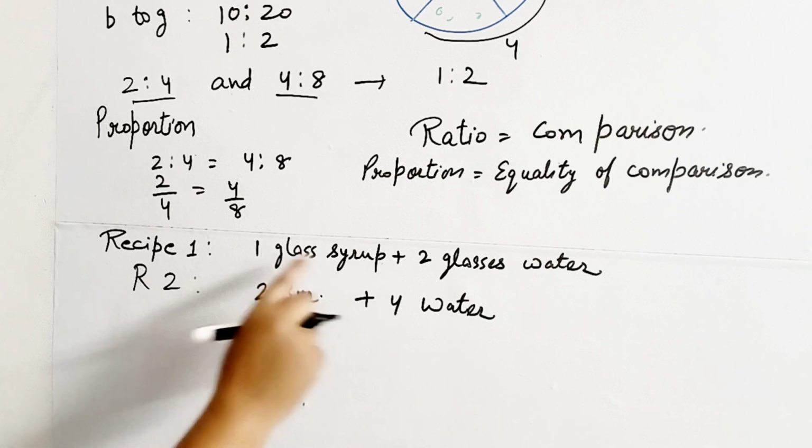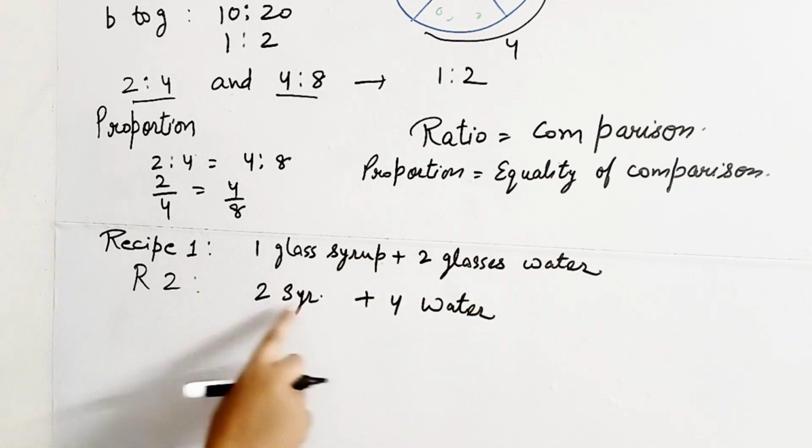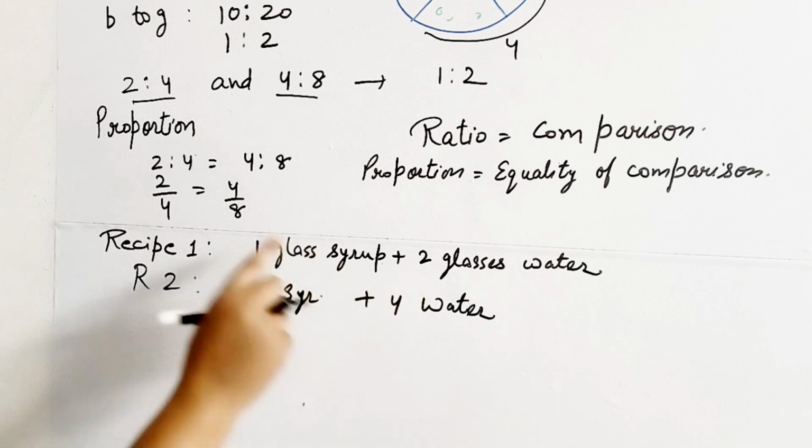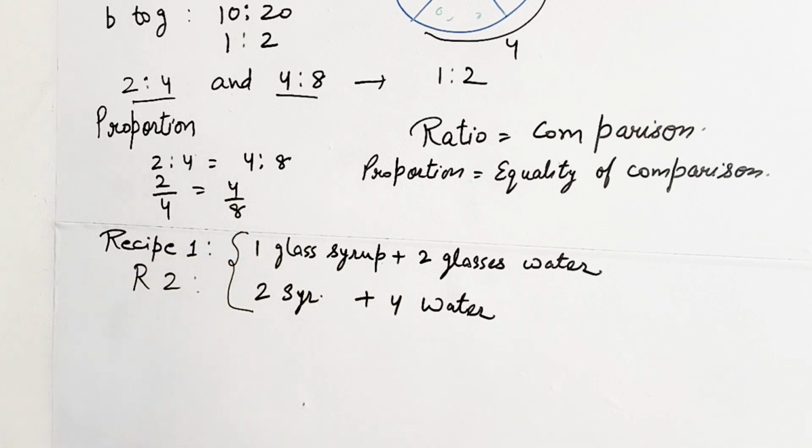Means 1 glass syrup, double water. Here 2 glass syrup, double water. That means they are in proportion. Ratio asks how much compared to what, and proportion asks are these two quantities equal?